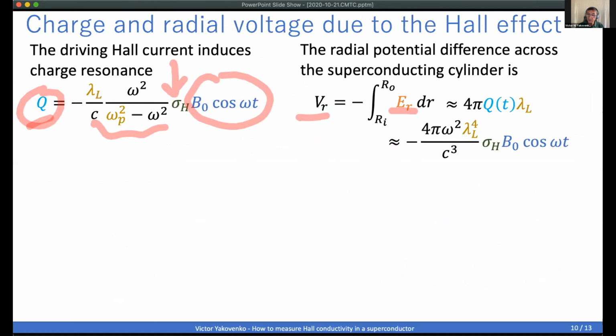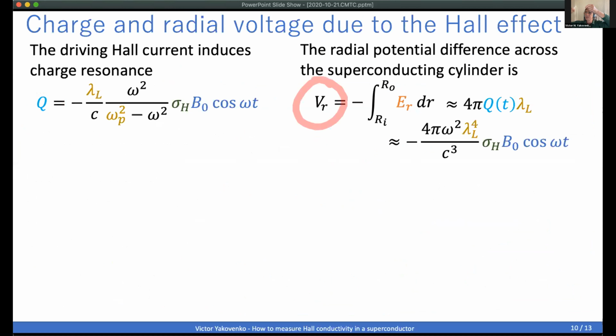radial voltage. So if you substitute the stuff, you'll find that there is radial voltage between the inner and outer part of the sample. And this radial voltage is proportional to the applied magnetic field, with the Hall coefficient. And also, I should emphasize, it has a frequency omega squared. It needs frequency omega squared because you need a time derivative of the magnetic field to produce Faraday's electric field. And another time derivative comes because it's the time derivative of the Hall current, which is the source of these plasma oscillations.